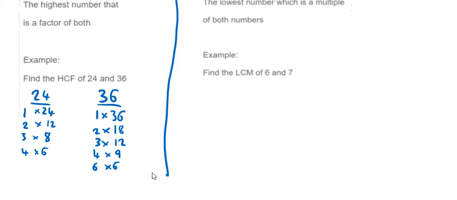So what I'm looking for here is the highest number that is in both lists. So if you look down through all of them, you should be able to see that 12 is the highest number that's in both of them. So HCF equals 12.